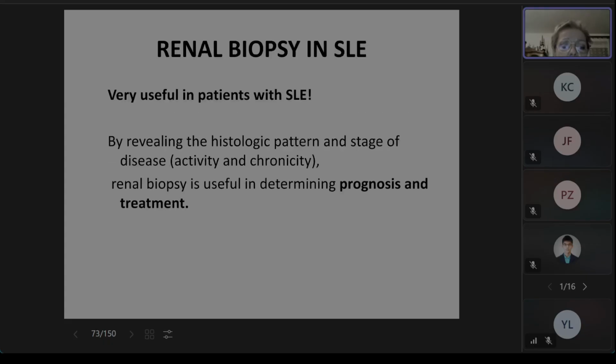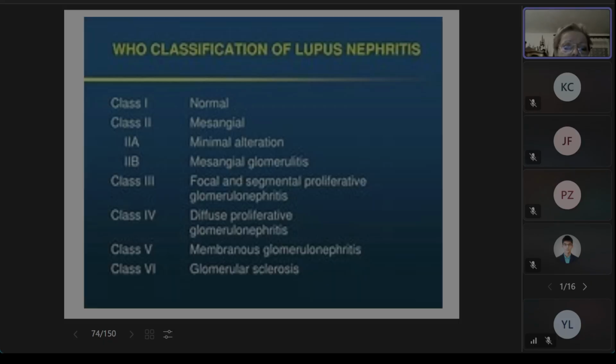Okay, so it is very important to perform renal biopsy in all individuals in whom we suspect that there is an involvement of the kidneys within the process of SLE. On this slide, I took this slide from the internet, so it isn't my work. I would like to highlight that it isn't my work, but it was available on the internet.